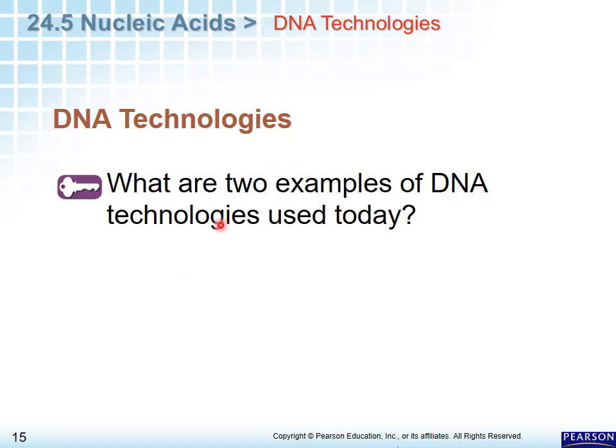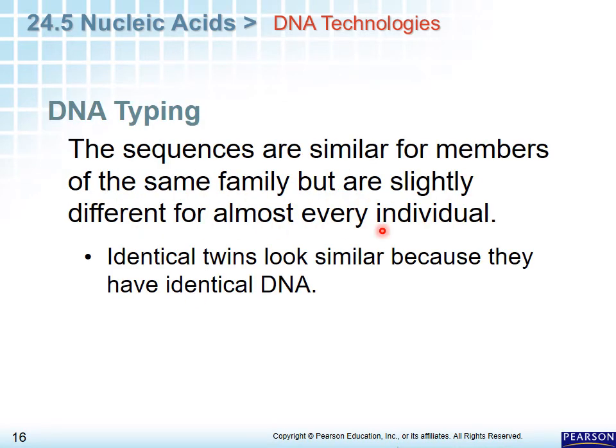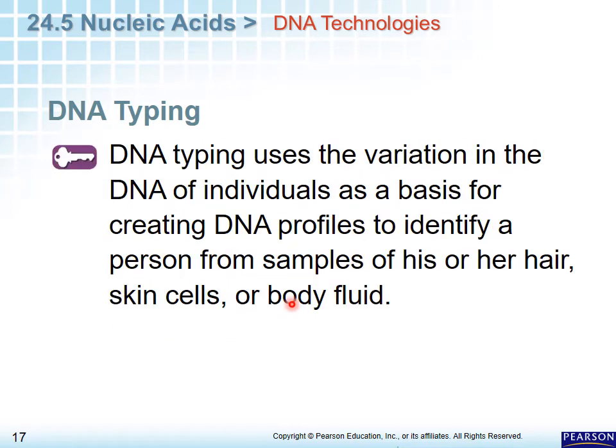What are two examples of DNA technology used today? Number one, DNA typing. The sequences are similar for members of the same family but slightly different for almost every individual. Identical twins look similar because they have identical DNA. So DNA typing uses the variation in individual DNA as a basis for creating a DNA profile to identify a person from a sample of his or her hair, skin cell, or body fluid.